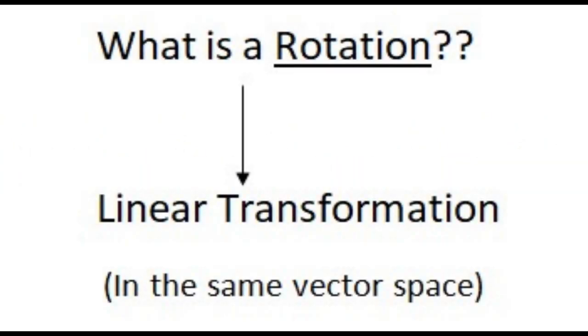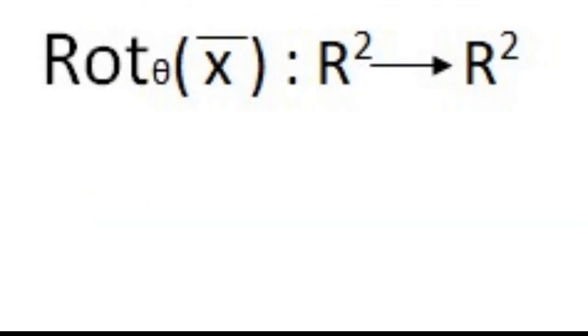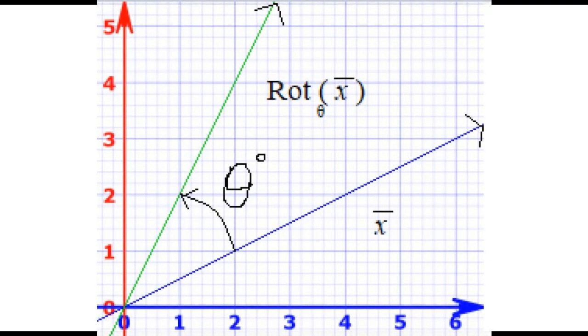What is rotation of matrices? In essence, it is a linear transformation in the same vector field. Here in 2 dimensions, we are transforming a vector x in the same vector space R2. We can see that the vector x has been rotated anticlockwise by an angle theta.